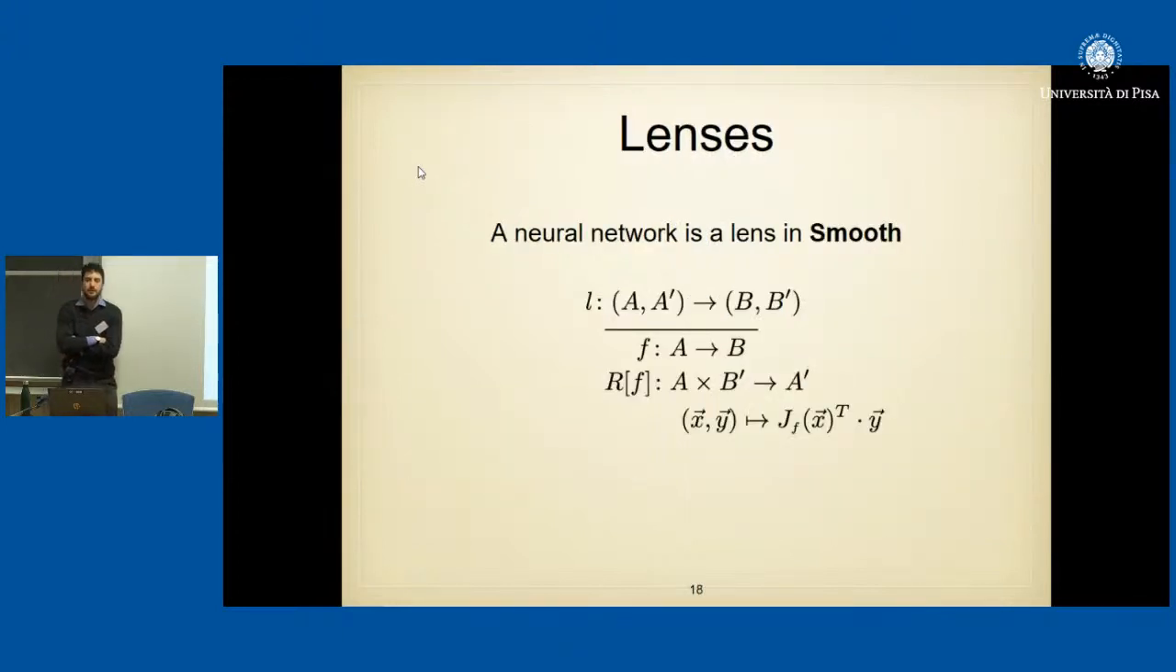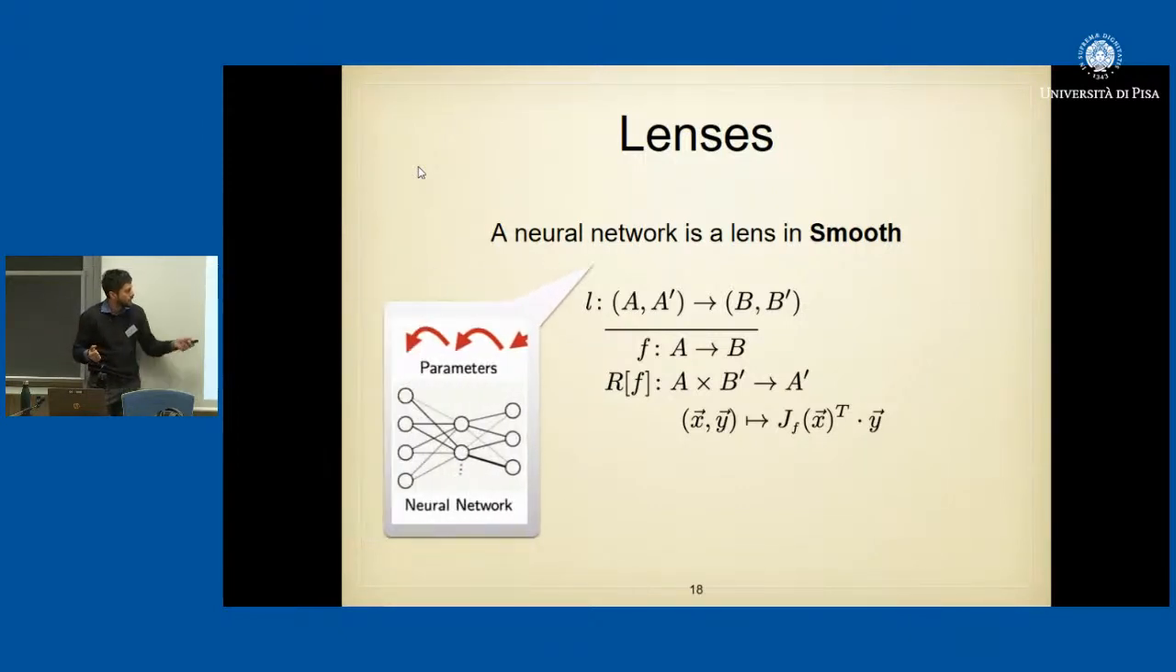Okay, so having seen what lenses are in general, let's see our motivating example, how it turns out in this context. So a neural network is a lens in the same category we saw before. How is it defined? Well, this f here is simply the function that the neural network is computing. And what is the update map? That's the most interesting part. That's the so-called reverse derivative of f. The reverse derivative is really the part that is allowing me to compute these parameters.